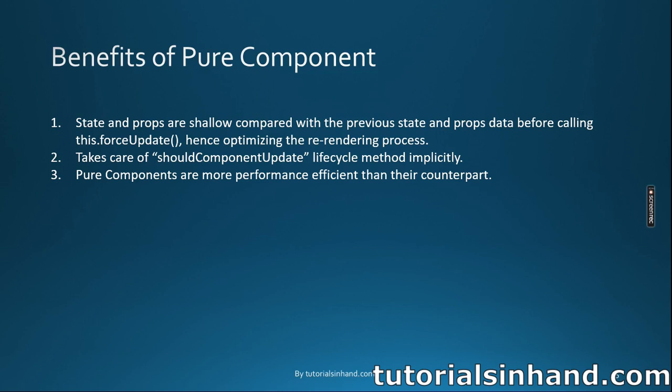Takes care of should component update lifecycle method implicitly. As I have told, when you use pure component, you need not worry about whether the component will update. So if you have watched one of our previous videos where we discussed different lifecycle methods, you know what I am talking about here. Should component update basically takes a decision whether the component should update or not by returning true or false. In this case, when you use pure component, you need not use should component update. It is taken care of implicitly by React.